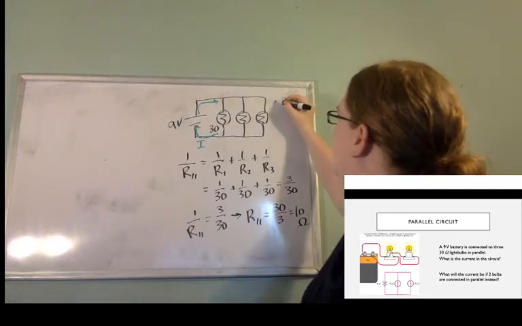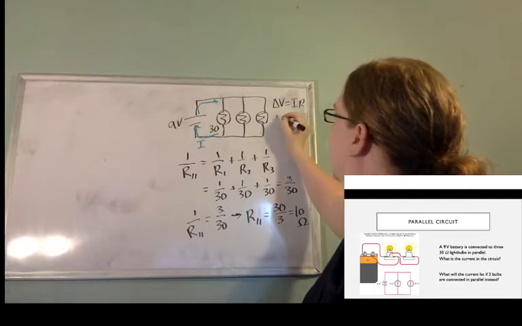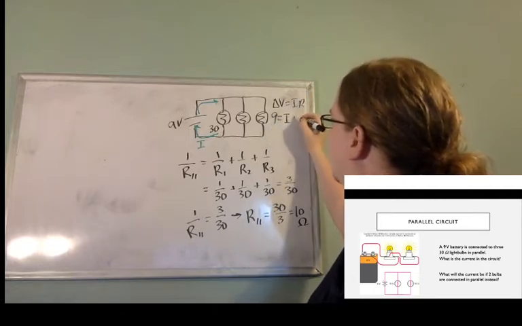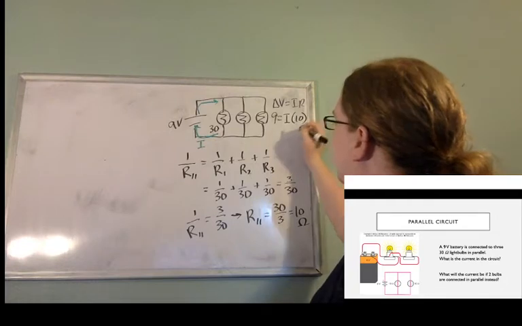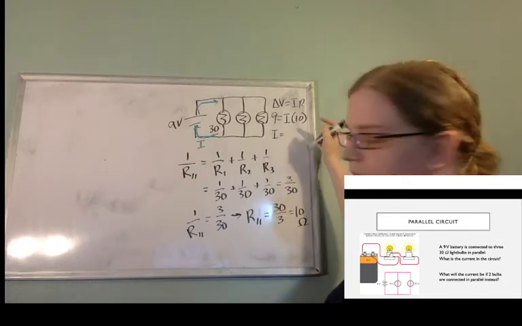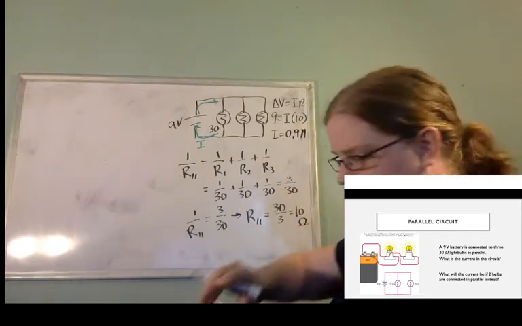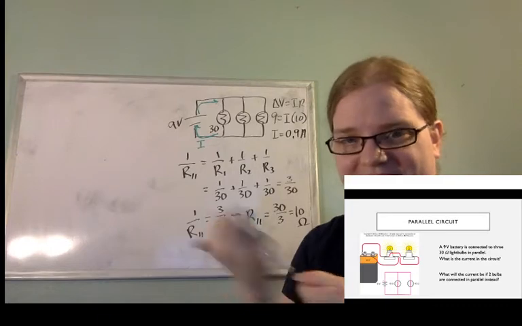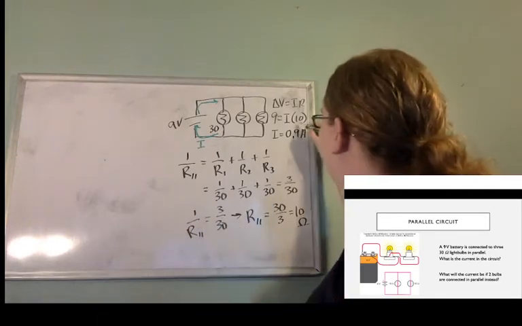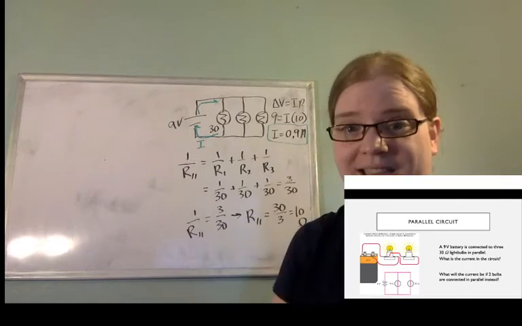Okay, so I have my delta V equals IR. I've got 9 equals the current that I don't know times 10. So my current will be 9 divided by 10, which is 0.9 amps. All right. That is the result so far for what we're doing.